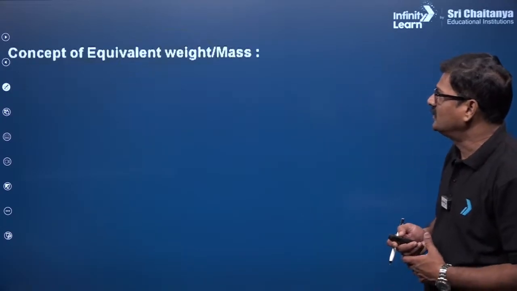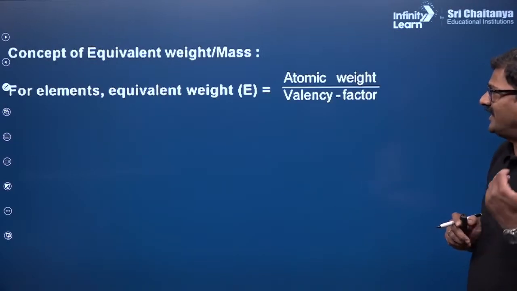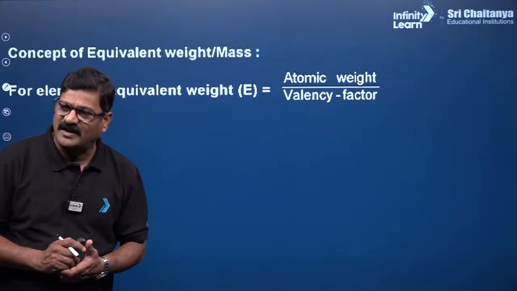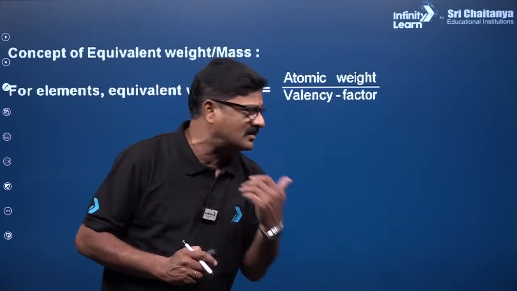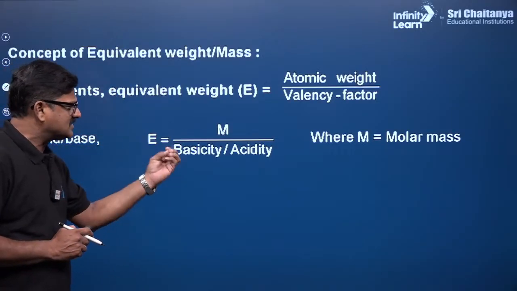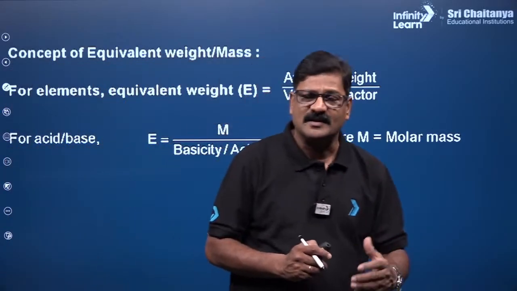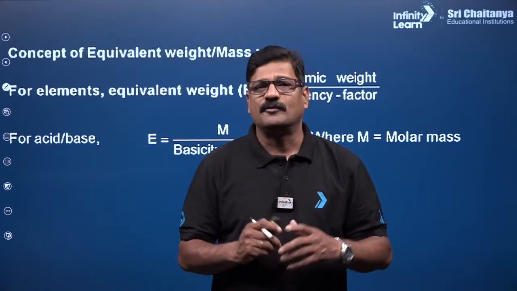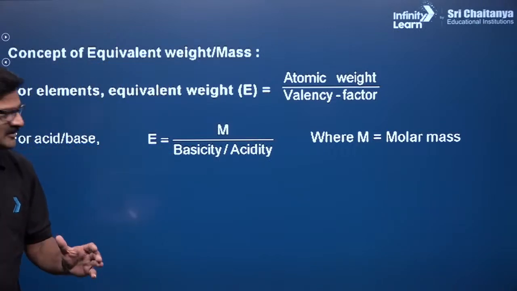Talking about the concept of equivalent weight, and redox is also incorporated here. For the elements, equivalent weight is equal to atomic weight upon the valency factor, that is called Z factor. That can be calculated for different substances like acid and base and salt. For an acid, molecular mass upon the basicity, or the acidity for the base. So for this a Z factor or N factor, the number of H plus that can be donated by one molecule of an acid, for the bases, number of OH minus that can be donated can be taken into consideration, my dear children.